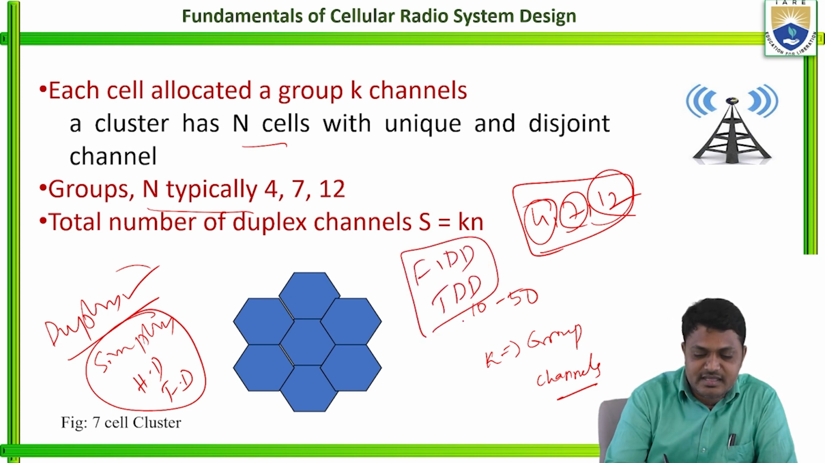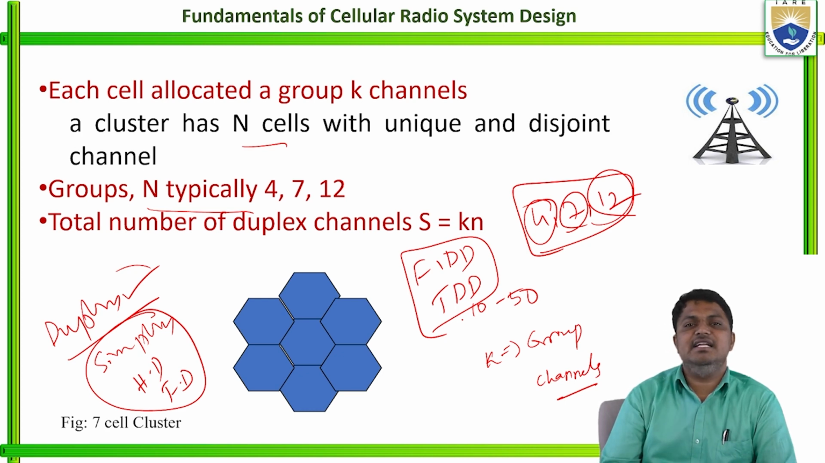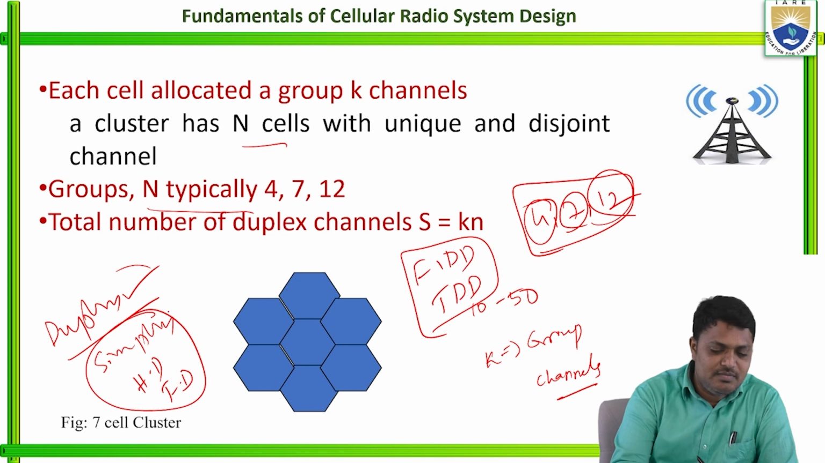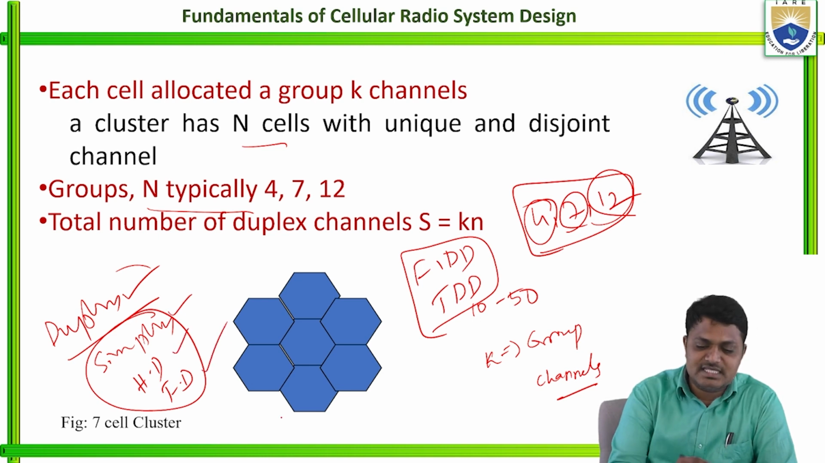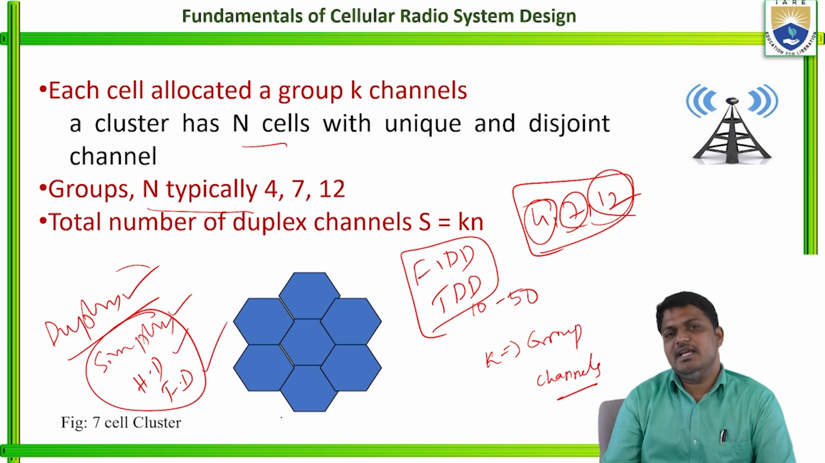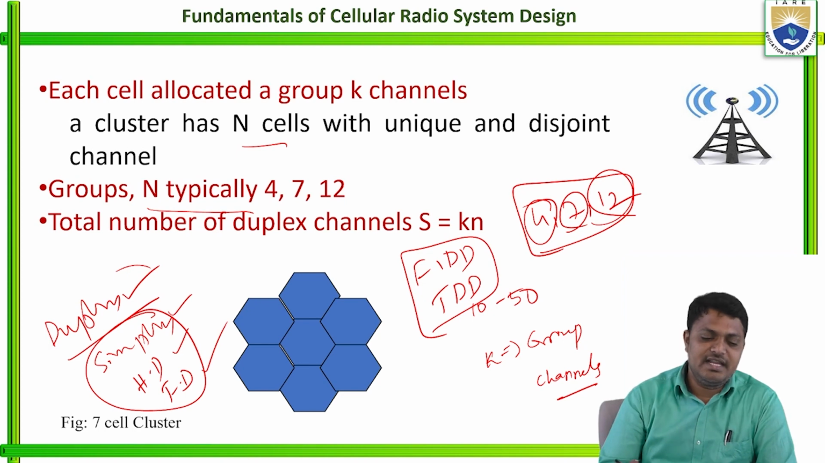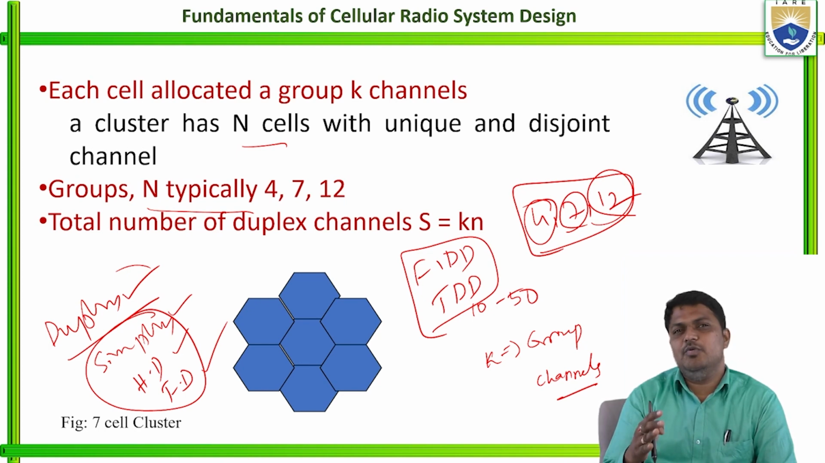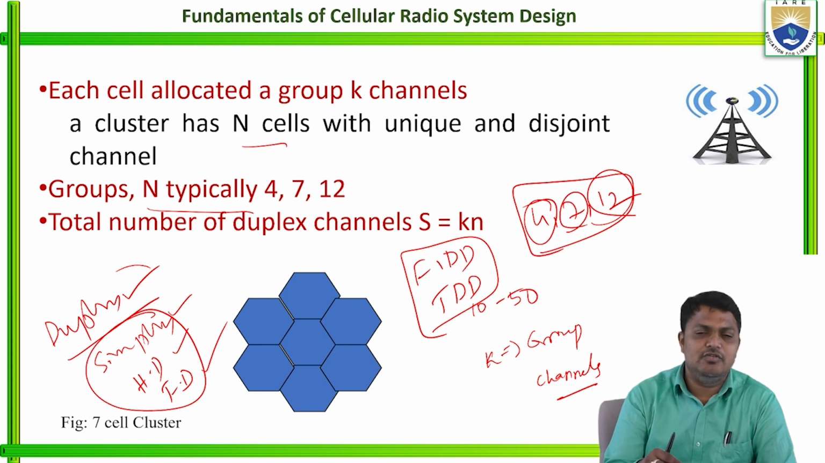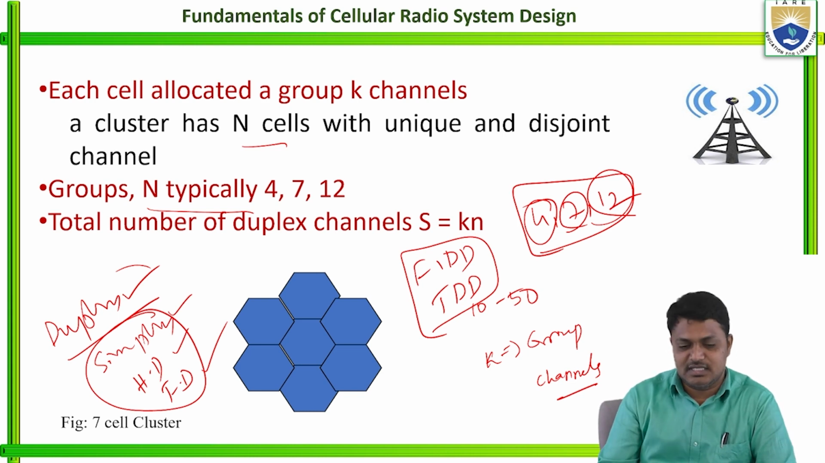FDD and TDD are frequency division duplexing and time division duplexing. The simplex, half duplex, and full duplex modes are based on frequency division duplexing and time division duplexing. We already discussed what simplex, half duplex, and full duplex are, and also FDD and TDD.